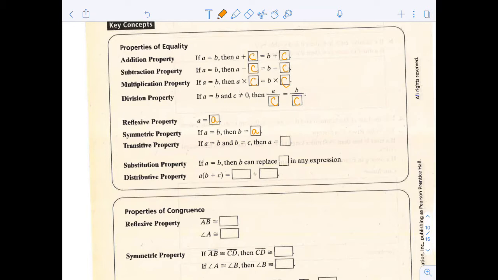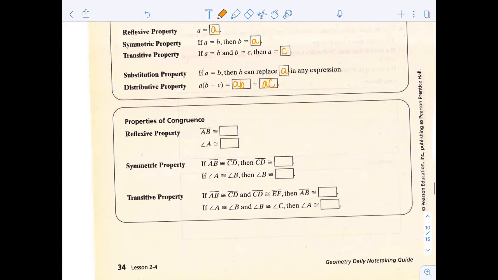The transitive property says if A equals B and B equals C, then we can cut out the middle and we know A equals C. Substitution property says if A equals B, then B can replace A in any expression. We use that to solve a lot of equations in algebra. And finally, the distributive property says A times (B plus C) is the same as if you write A times B plus A times C. Okay, those are our properties of equality.